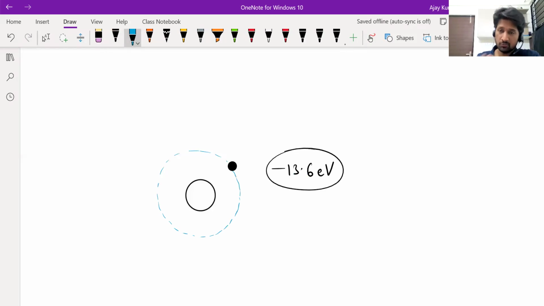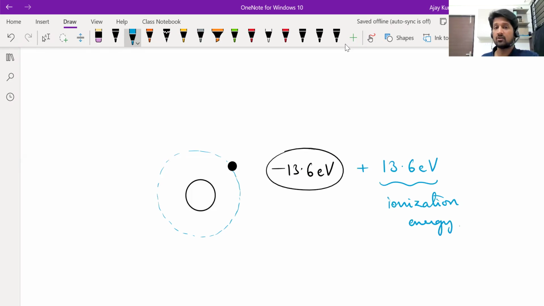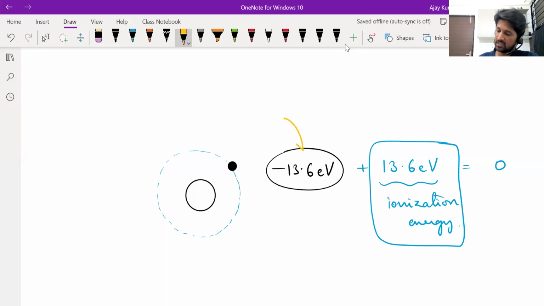Now, if you want to remove that electron from hydrogen, you will have to supply 13.6 electron volts. We call this the ionization energy of the electron in the first orbit of hydrogen. That's the energy you need to supply to make the total energy zero, such that the electron can be freed. So ionization energy in atoms is analogous to binding energy in nuclei. That's the energy we need to supply. What is the energy the system has?